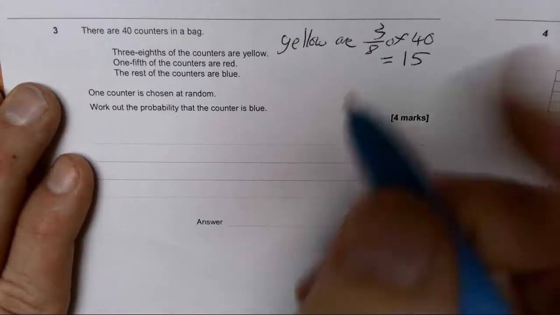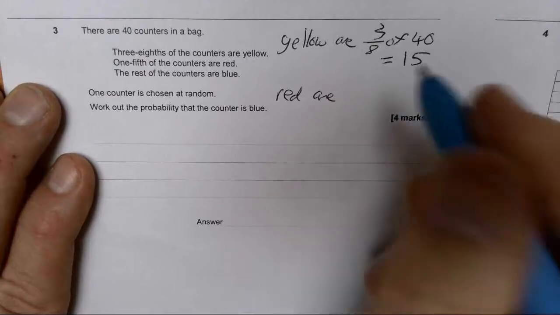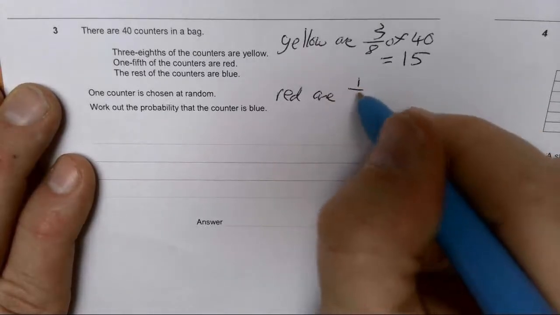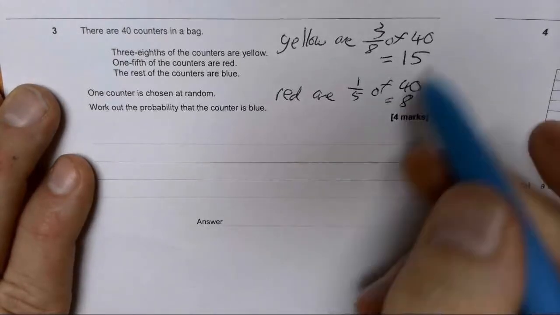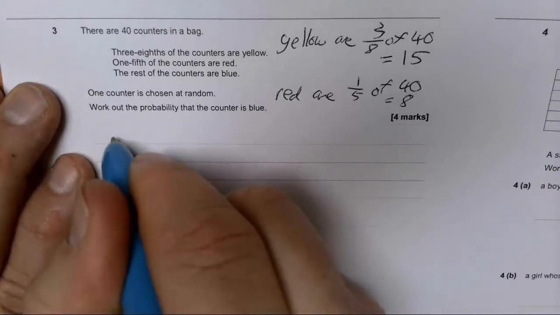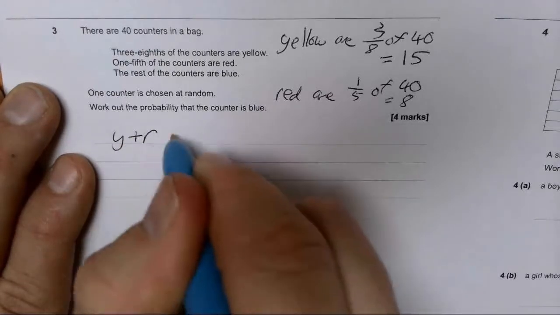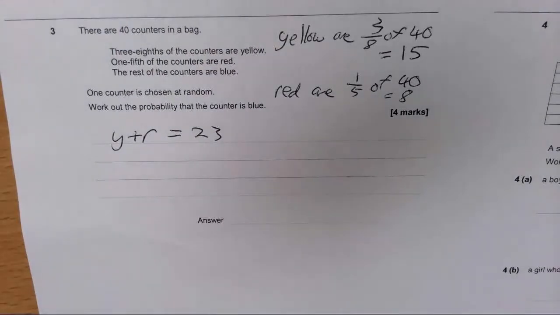1/5 of the counters are red. So red are 1/5 of 40, which is just 8. So altogether, I've got 8 plus 15, so the reds plus the yellows is going to equal 23. The rest of them are blue.